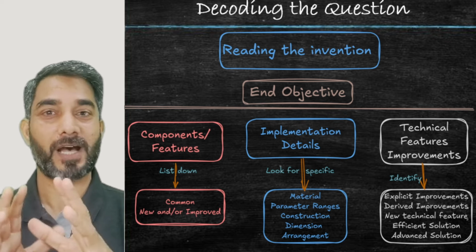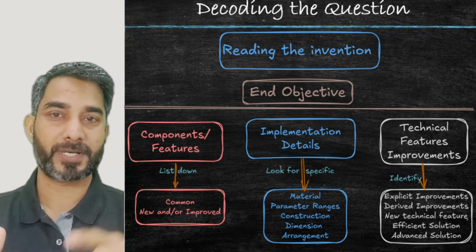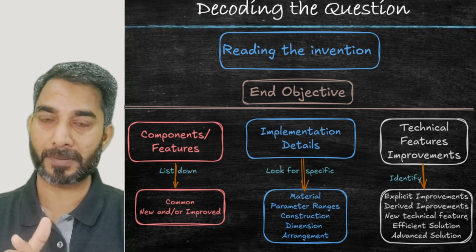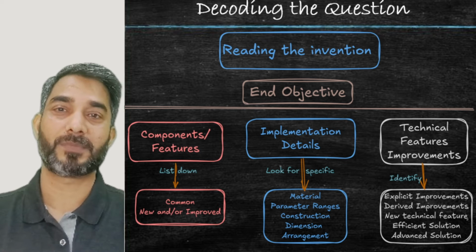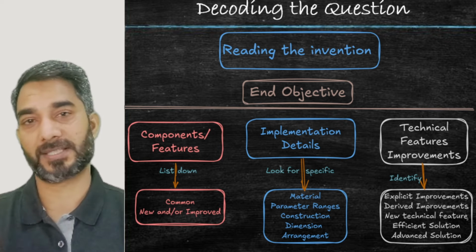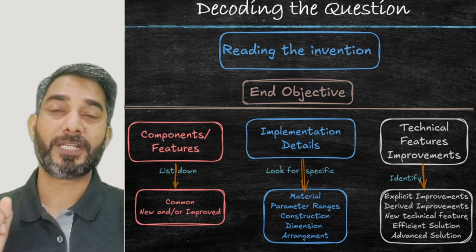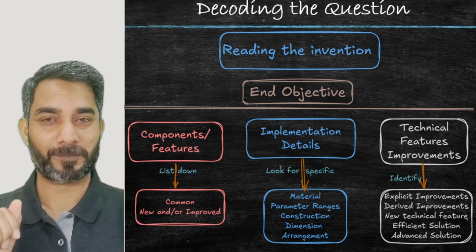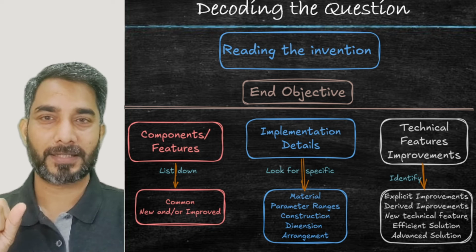So this is how we read our invention, where we have the list of components, their functionality, any specific implementations, and we have also derived how the system is providing technical advancement to the existing solutions. Moving on, we need to read the references also, almost in a similar manner, but let's go about it.